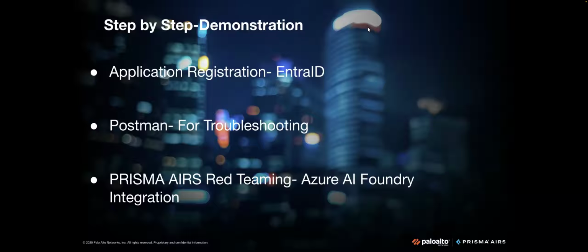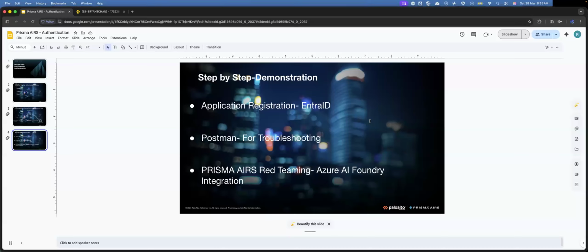Again, it is a step-by-step video, so you can follow this video to configure everything on Entra ID as well as on Prisma AIRS. The first thing is we are going to do application registration on Entra ID. Then we will be using Postman just to do a quick test whether everything works. Once everything works, we will come to Prisma AIRS red teaming and start integrating it with Azure AI Foundry for the red teaming. So let's get started.